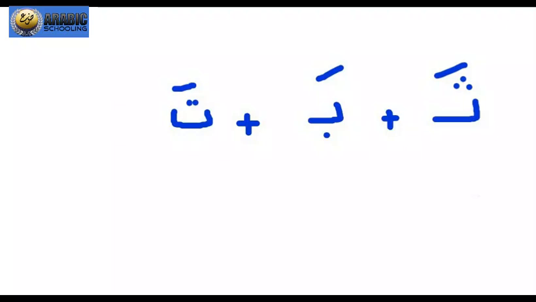So again, the first one on the right, it is tha, then ba, then ta. So tha, ba, ta. This is a word. Let's see how it is written next to each other as a word. Tha, then ba. So the tha is connected with the next letter, which is the ba. Ba is connected with the next letter.